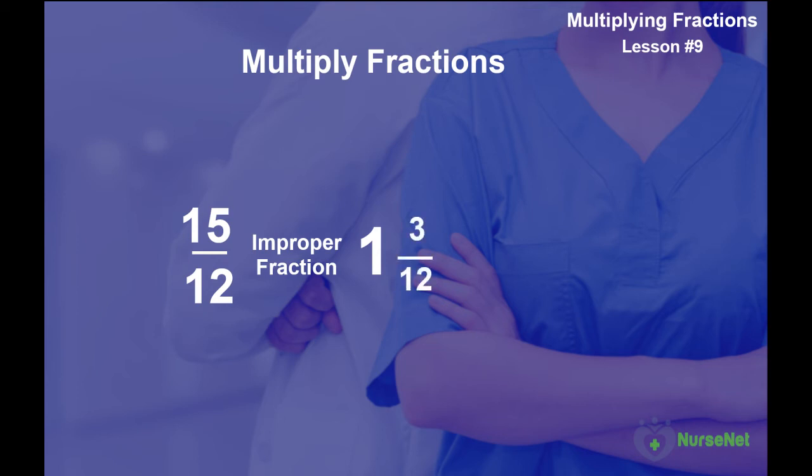But we could simplify this further, again using our common factors knowledge. And the number that we know that we can divide both 3 and 12 by is 3. So if we do that, 3 divided by 3 gives us 1. 12 divided by 3 gives us 4. Therefore, our new simplified fraction is 1 1/4.